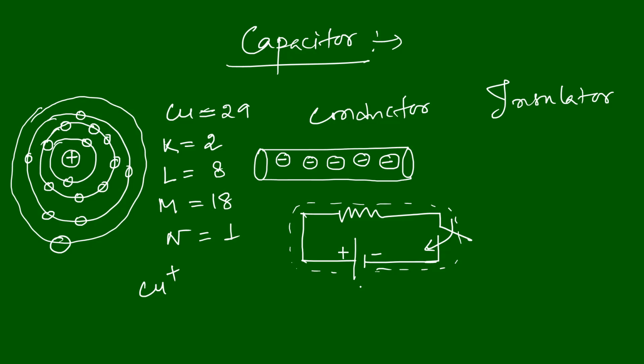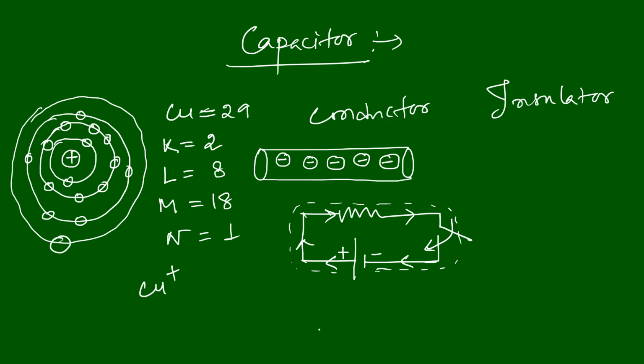But we don't assume that direction. We know that the positive terminal is at higher potential and the negative terminal is at lower potential, so our conventional current direction is assumed to flow from the positive terminal to the negative terminal. Whatever arrow I have given represents the direction of conventional current. But actually the current flows from the negative terminal of a battery towards the positive terminal throughout the circuit.